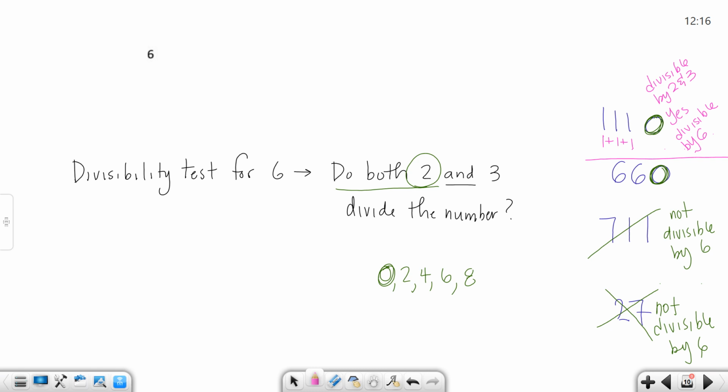Likewise with 660. It ends in 0, so that means it's divisible by 2. 6 plus 6 is 12. 12 is a multiple of 3, so 3 goes into that. So 660 is divisible by 2 and divisible by 3, so yes, it is divisible by 6. And that's how that one would work.